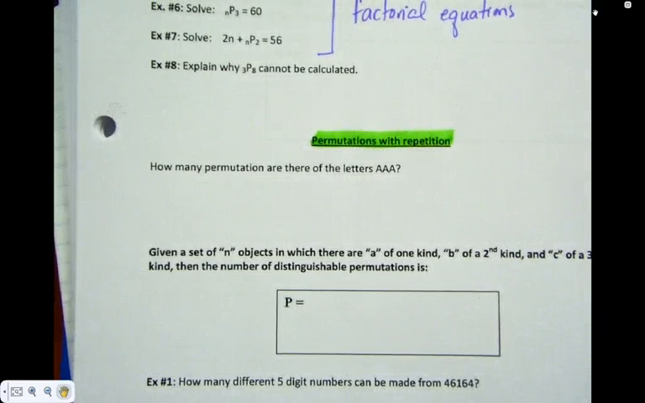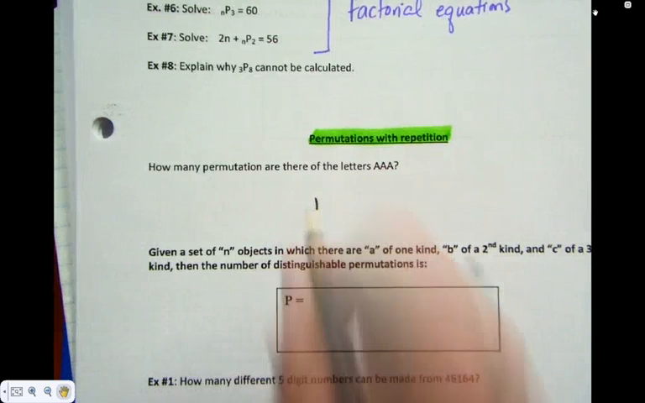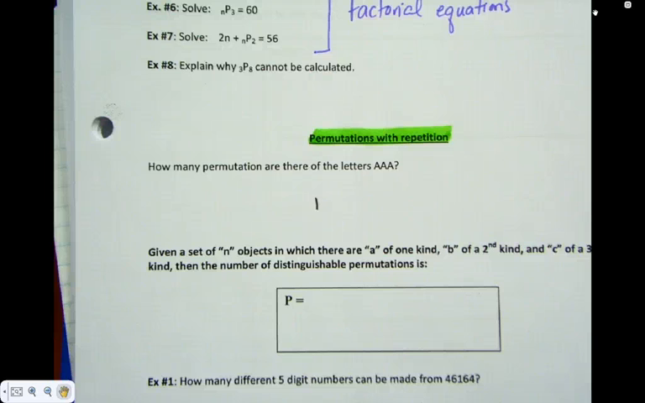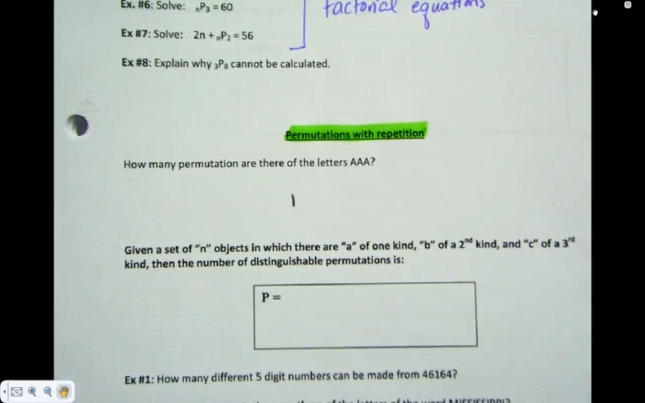How many permutations are there of the letters A, A, and A? There is just one. It doesn't matter how I flip them around or which A I put first, it's still going to be the permutation AAA. So obviously that's the same condition as when you had the 3 Canadian flags. There's only one permutation. Here's the theory behind it.